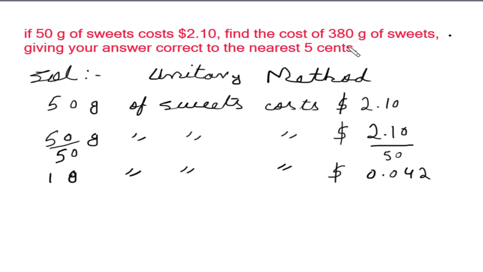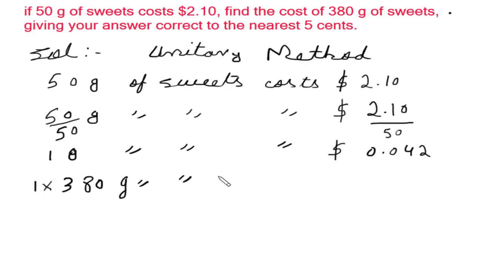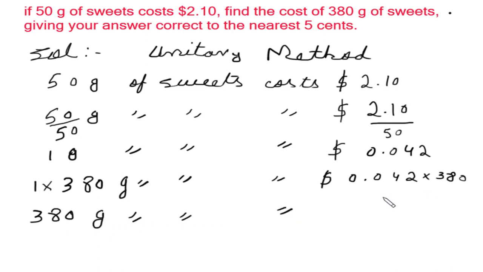Next we multiply the cost per gram by the desired weight of sweets, that is 380 grams. This gives us the total cost of 380 grams of sweets. As I have multiplied this 380 with 1, I will multiply the same number with this number as well: 0.042 multiplied by 380. When 1 is multiplied with 380, I get 380 grams of sweets cost, and when this is multiplied, I will get $15.96. Okay, so this is the first part.